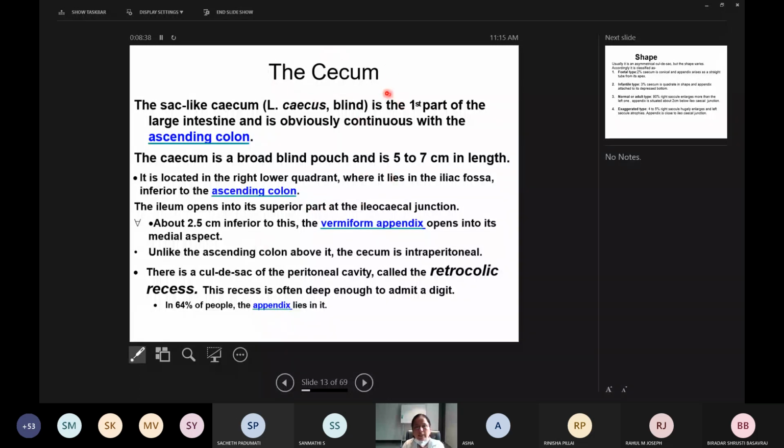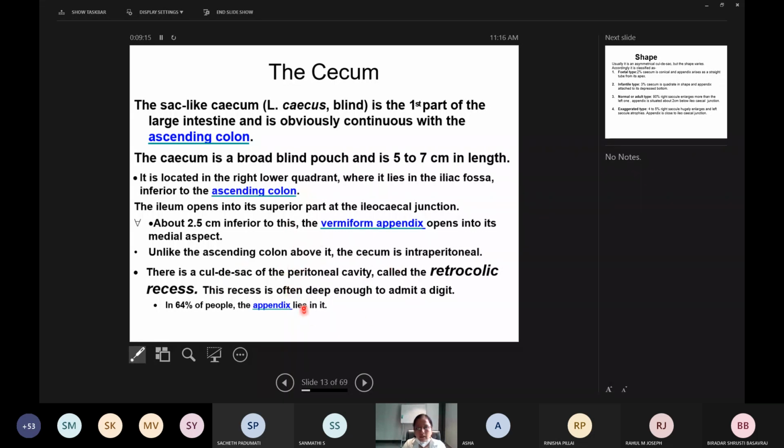First we'll discuss the cecum. What is the cecum? It is the first part of the large intestine, which begins as a continuation above with the ascending colon. Why is it called cecum? Because it is a blind pouch, around 6 centimeters in length. It is situated in the right iliac fossa, and mainly you will see the openings of the appendix and the ileum in the posterior wall of the cecum.